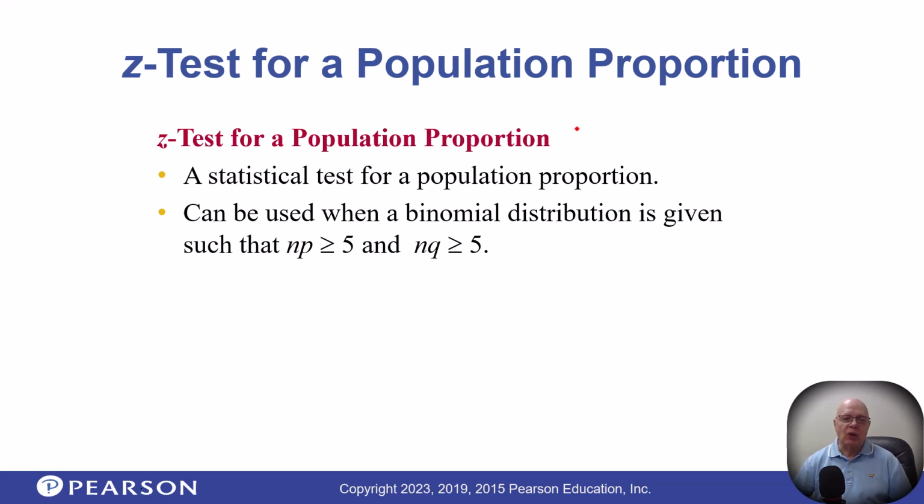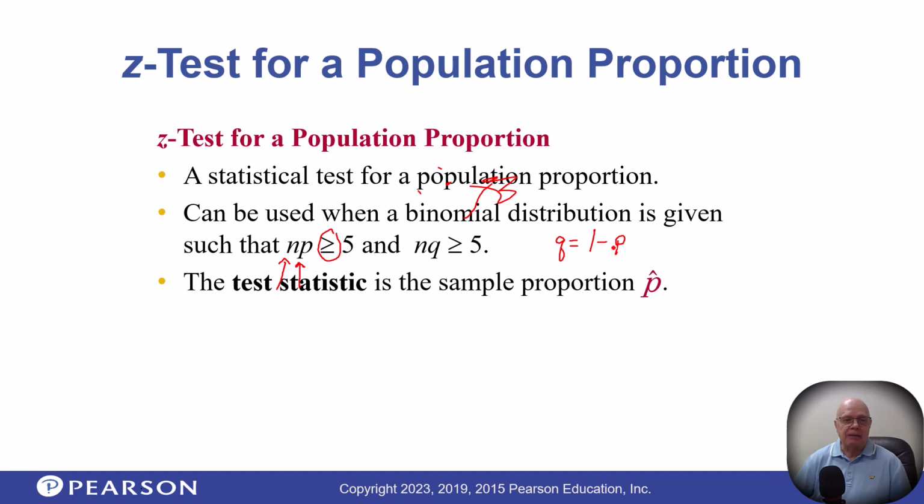But make sure that you check your sample size. Check the sample size, multiply it times the proportion that you think it is. Make sure that product is greater than or equal to 5. Not only that, but nq is greater than or equal to 5. Now, in case you've forgotten, q is just 1 minus p. It's the proportion for whatever is not happening.